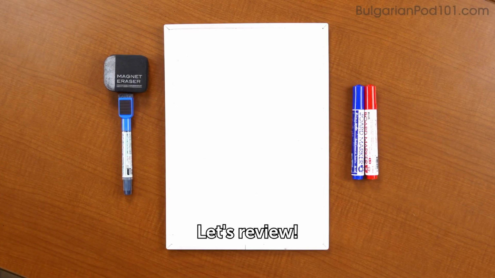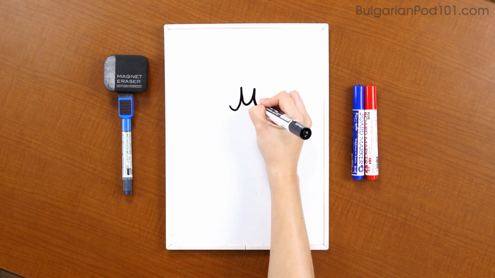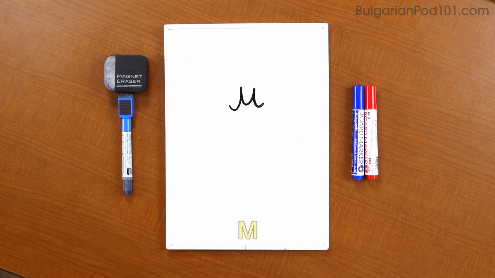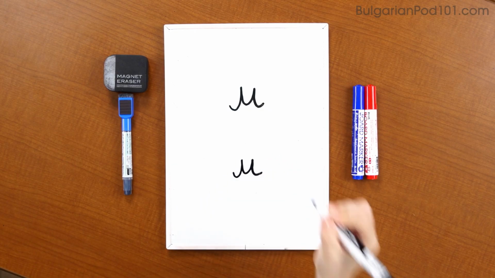Let's review. Do you remember how to write m in Bulgarian? M.